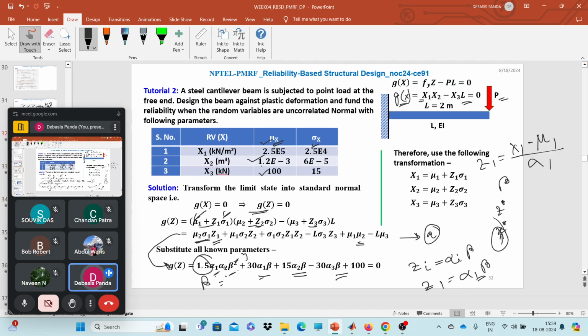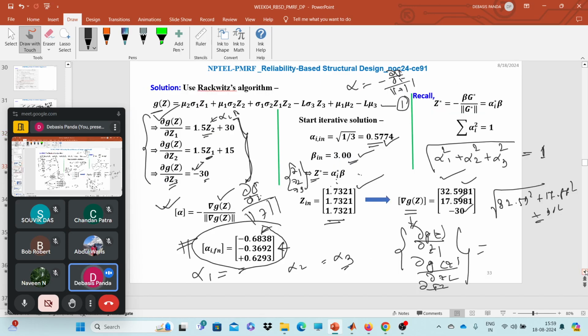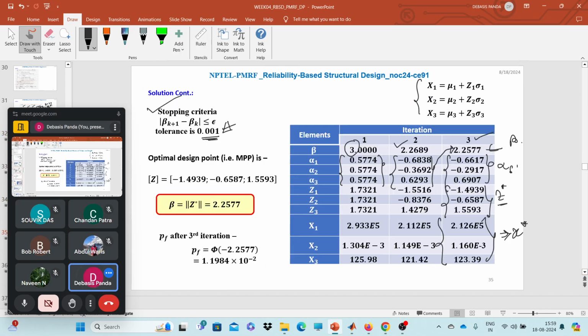2.5 into 10 to the power 5, 1.2 into 10 to the power 3 and 100. Now what we are getting here for the most probable points are 2.12, 1.16 and 123. Actually, these are your design points x1, x2 and x3. While you will design your structure considering the randomness for these three variables, for this beta, beta is equal to 2.2577, and the corresponding probability of failure is nothing but phi of minus beta. From the standard normal table you will get that.